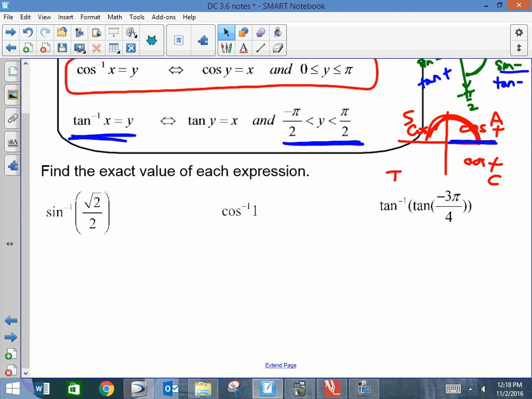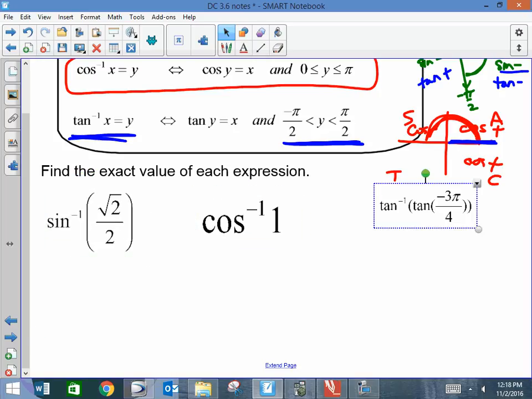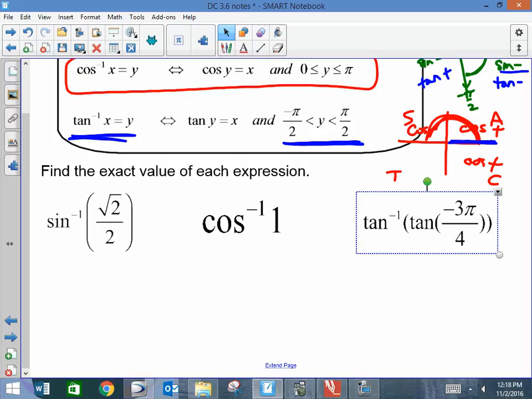All right, let's try these 3 down here. I'll just let you do them. I don't know why that inverse thing disappears on that little one. But. All right, do those 3.